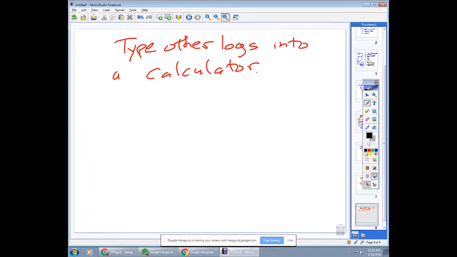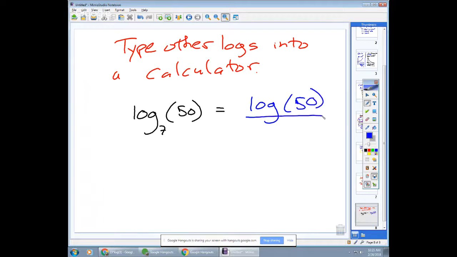And so sometimes when we were solving problems, we ended up with things like log base 7 of 50, let's say. The problem is the calculator doesn't have a log base 7 button. It's got a log base 10 button. It's got a log base E button. And the cool thing about this, I can rewrite it in either way. So I could say it's log base 10 of 50 as long as I divide by log base 10 of 7, my old base.